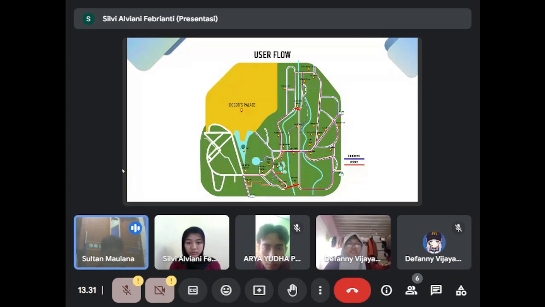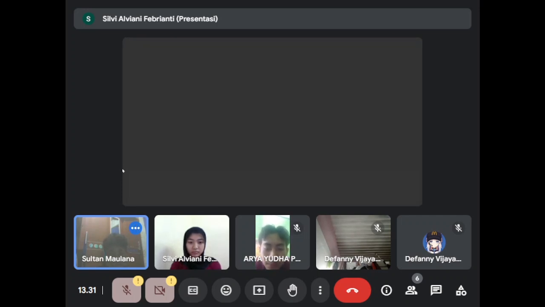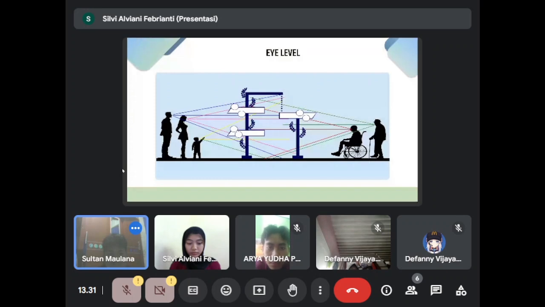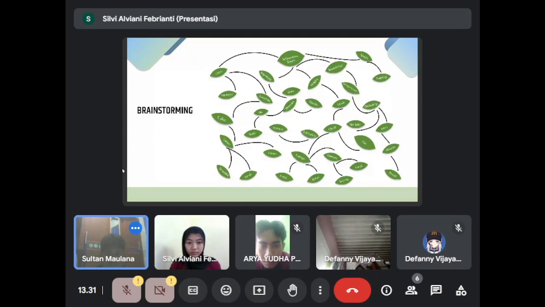Okay, next I will continue. This is the user flow we made. And next, please. And this is for the eye level. And next, please. And this is for the brainstorming. Next, please.